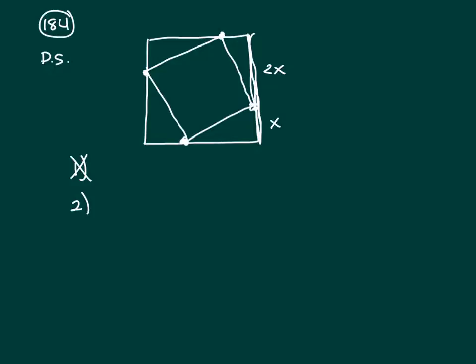But once again, I don't know what x is. So that could be all kinds of numbers. It could be, like I said, 2 and 4, it could be 3 and 6. So clue 2 doesn't work. So let's put both of them together.